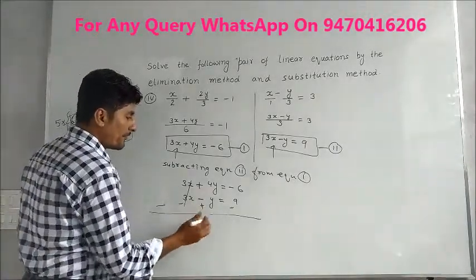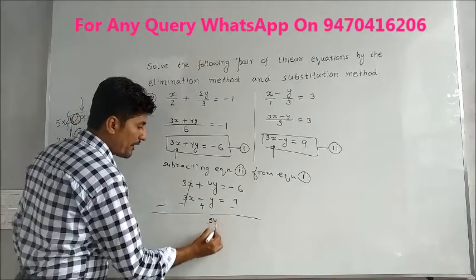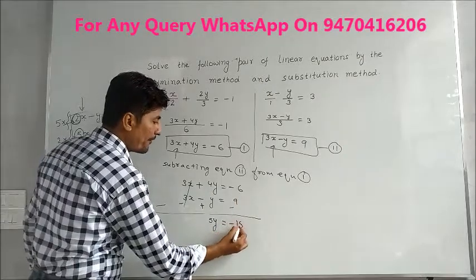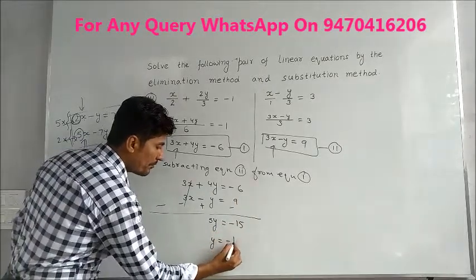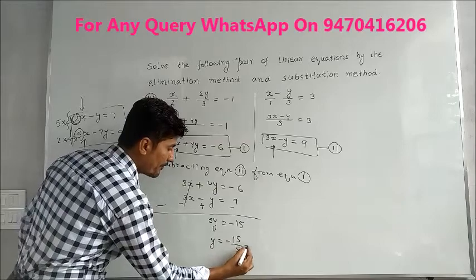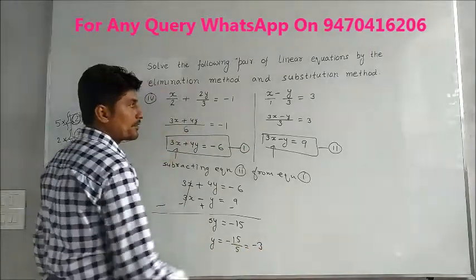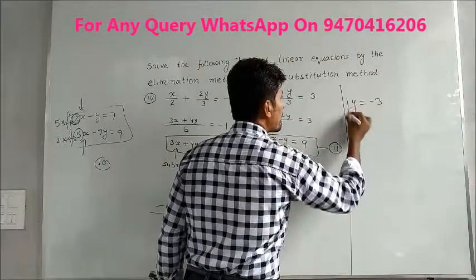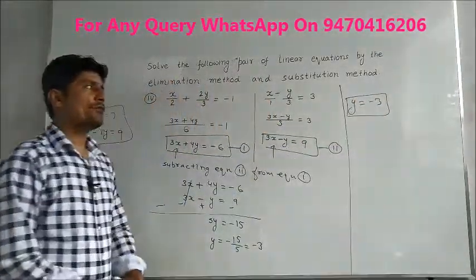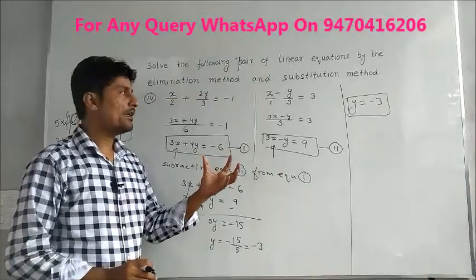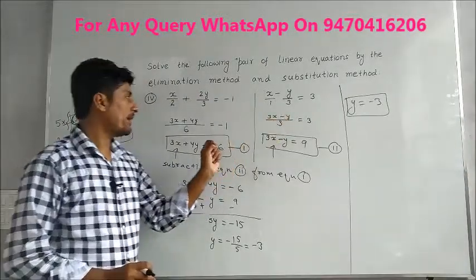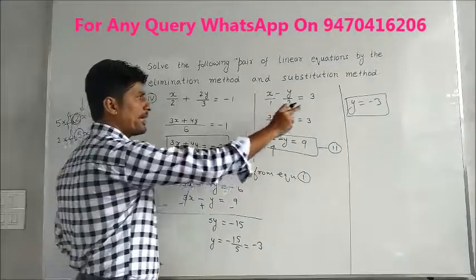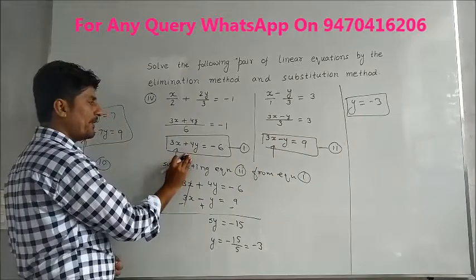Plus 4y plus 1y is 5y, equals to minus 9 minus 6, which is minus 15. y equals to minus 15 upon 5, equals to minus 3. So we got the value of y. y equals to minus 3. After getting the value of y equals to minus 3, we can put that value of y in either equation. So right now I am going to put that value of y in the very first equation.